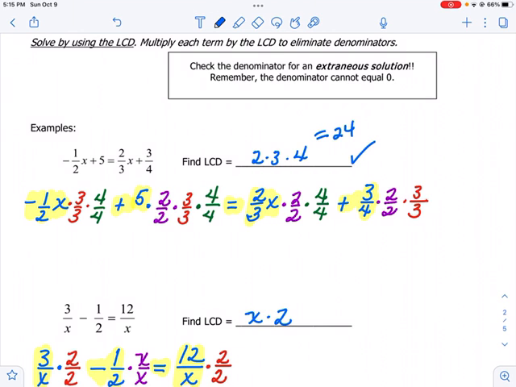Now we're going to clear the fractions here, just because it will be a little bit easier. You can see highlighted in yellow, I have the original equation. And then I'm multiplying by the missing factor of the LCD. The first term has 3 and 4 missing. The second term has 2, 3, and 4 missing because it's just a 5. And then on the right-hand side of the equation, the 2 and the 4 are missing in the denominator.